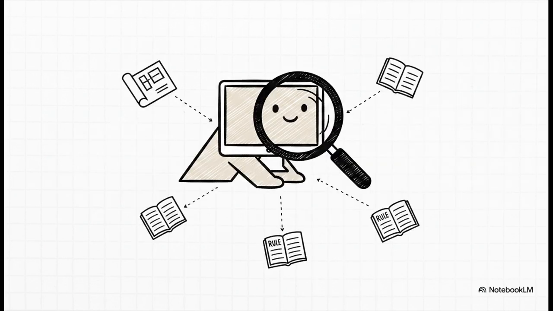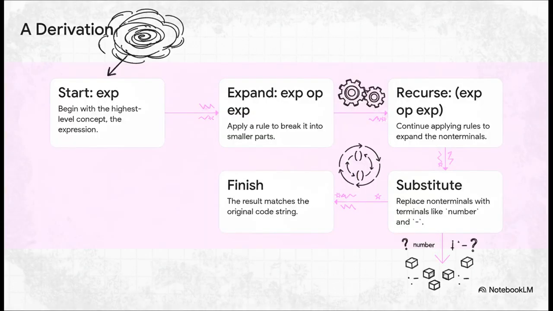Let's make this feel a little more real. How does a computer take these simple rules and use them to understand the structure of the code we saw earlier, the one that represents 34 minus 3 times 42? Well, it happens through this really neat process called a derivation. It starts with the biggest, most abstract idea it has, the concept of an expression. And then, one step at a time, it uses the rules to expand it.